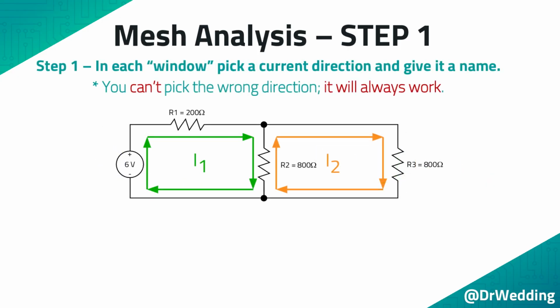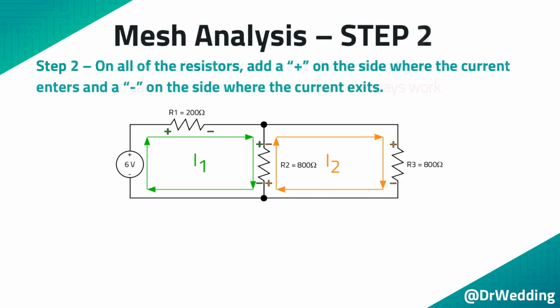I would strongly recommend drawing your current directions like this. Step 2. On all of the resistors, add a plus sign on the side where the current enters and a minus sign on the side where the current exits. If there are two currents in a resistor, such as R2, the resistor will have two plus signs and two minus signs.